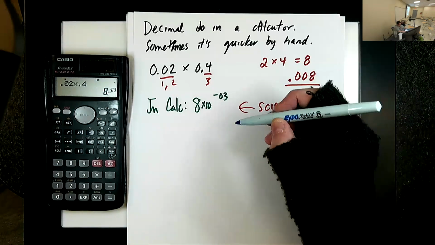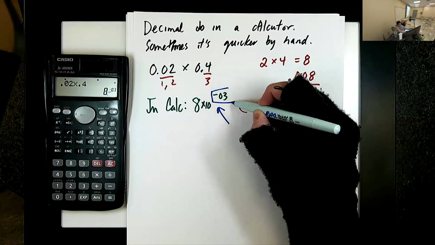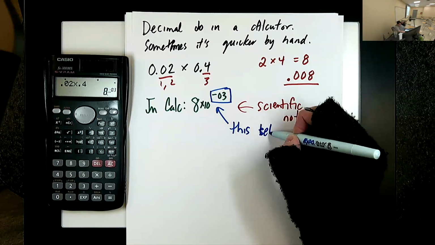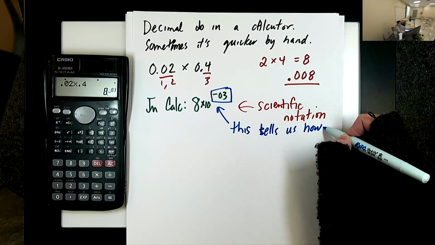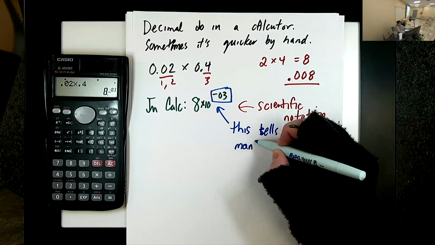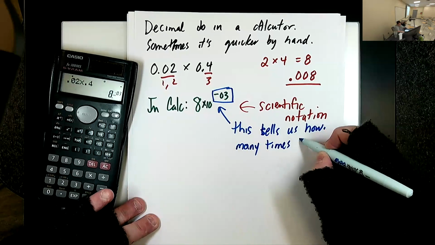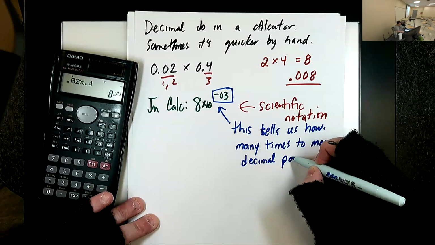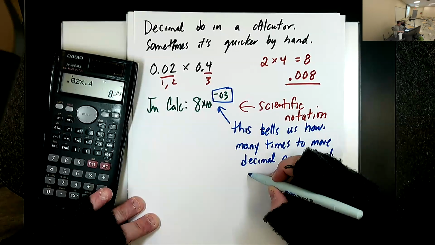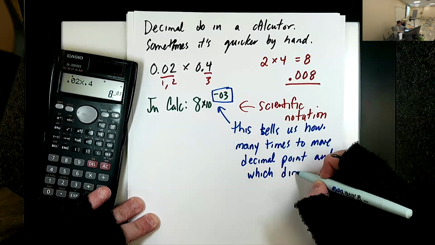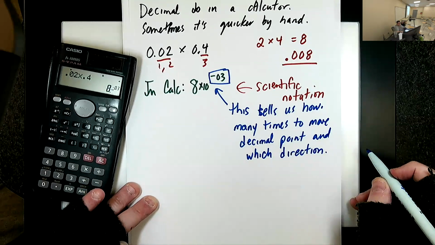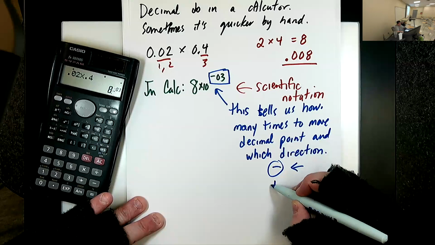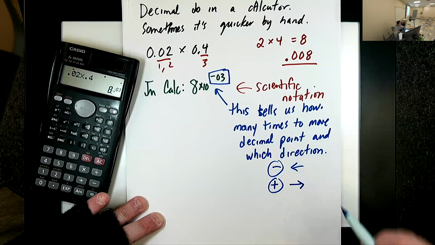So scientific notation, this value right here tells us how many times to move the decimal point. And which direction. Negative is to the left. Positive, or if it doesn't have a symbol, it's to the right.